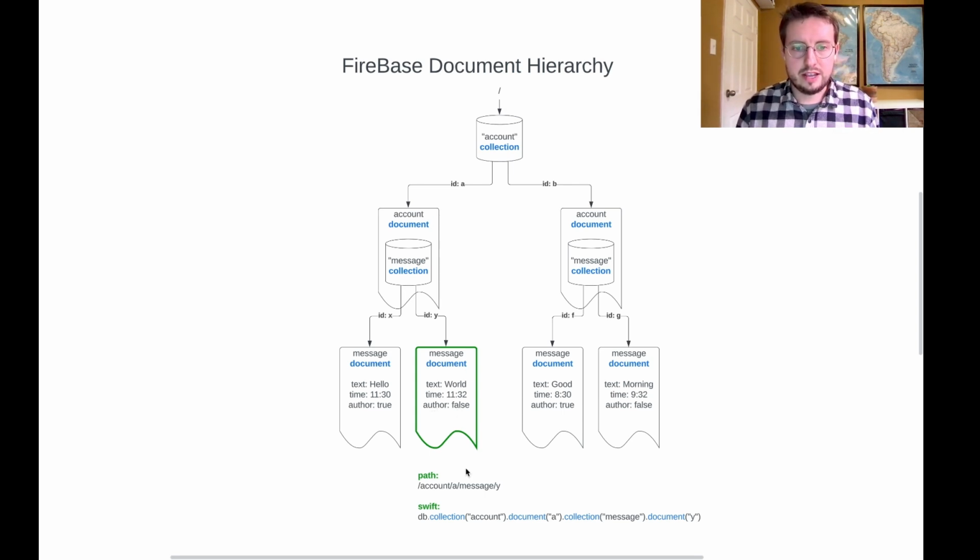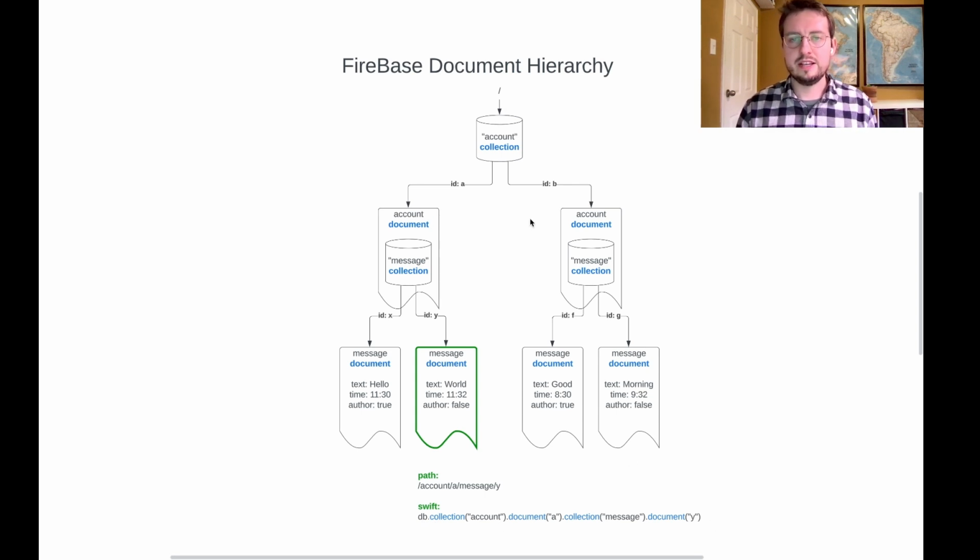So you can address a message within the structure like the following. So you can have slash, which is the root, and then you can go into the account collection, and then you have the account ID, and then you can go into the message collection, and then you can go into the message ID. And so in Swift, it would look like this. So you can kind of read that out as you like.